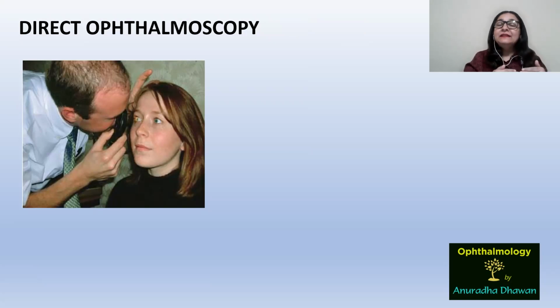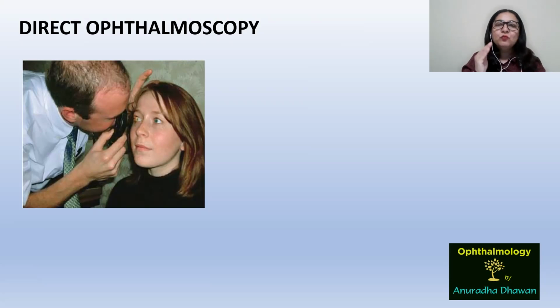Okay, so when it is at a distance of 25 centimeter, then it is a distant direct ophthalmoscopy. When the examiner has come very close, that is direct ophthalmoscopy. So with the help of a direct ophthalmoscope, it is a uniocular instrument, you are using one eye to examine. This is the instrument which gives us a magnified view of the central part of the retina or central fundus. Okay, and the magnification is about 15 times.